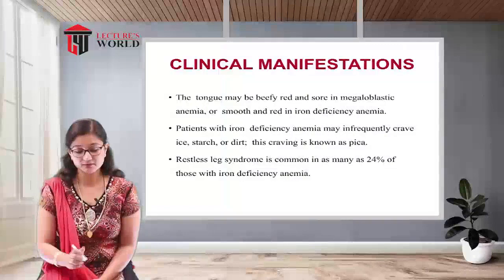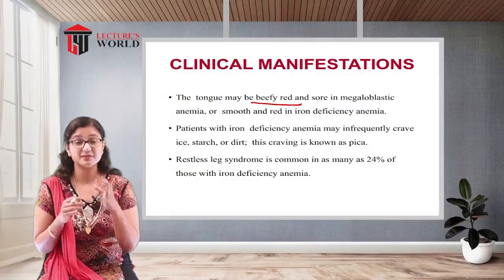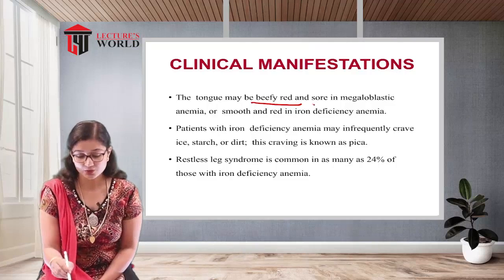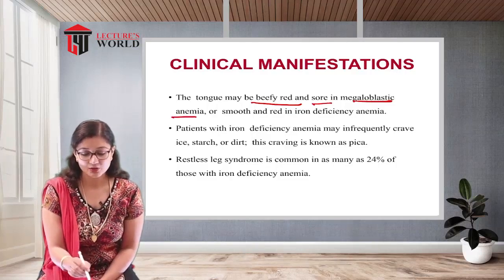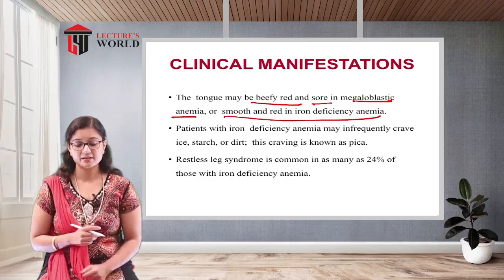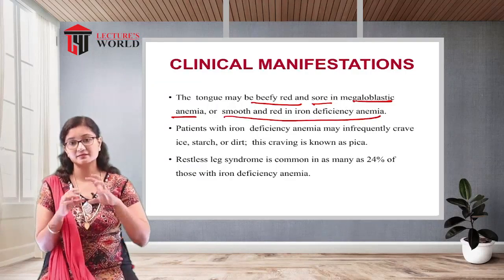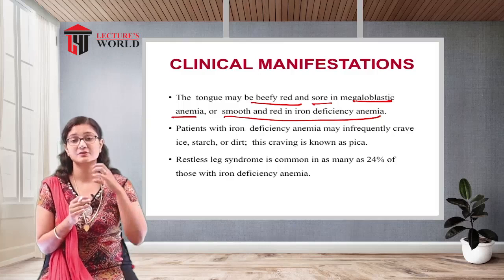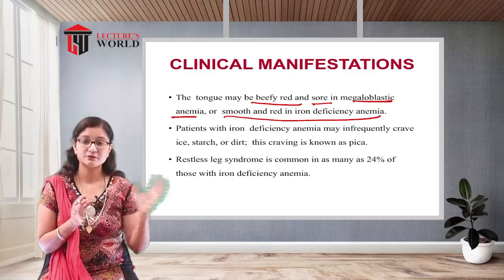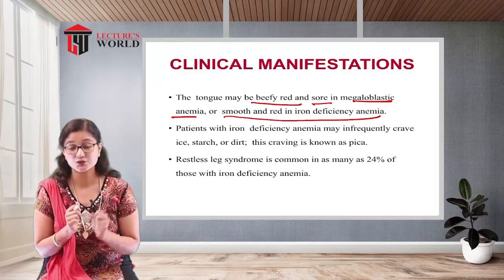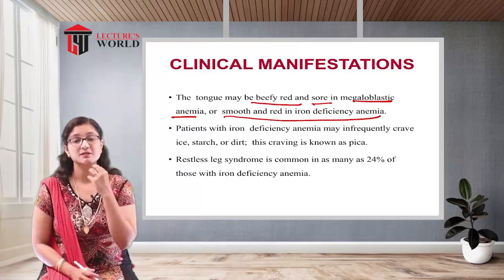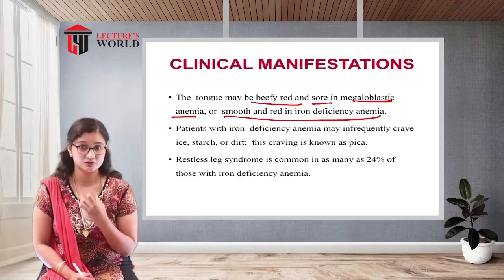Okay, next is the tongue may be beefy red, very reddish in color, and sore in megaloblastic anemia, or smooth and red in iron deficiency anemia. So you can see that yes, because of the lack of RBCs, your tongue is becoming red. There is a beefy red, and here we are having a smooth, okay, smooth red. Now here is sore. Sore means he may feel a little bit of pain also.